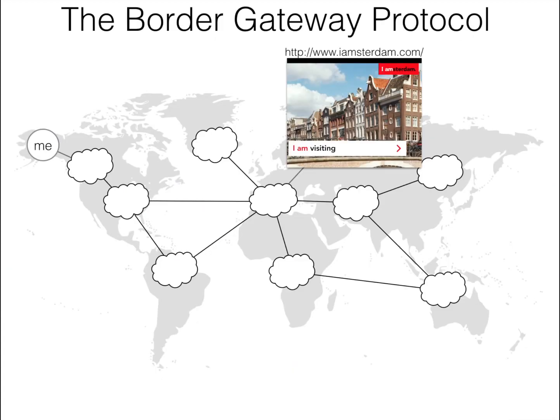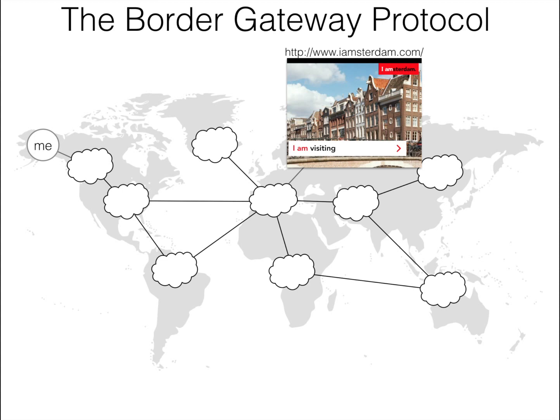So let me start by introducing the Border Gateway Protocol. And I'll do this using an example. In this example, you see me here sitting in Seattle. And what I'm trying to do is to access a website called iAmsterdam to learn about the wonderful city of Amsterdam. And when I type that address into my browser, kind of magically this website appears, and I can interact with it, and so on and so on.